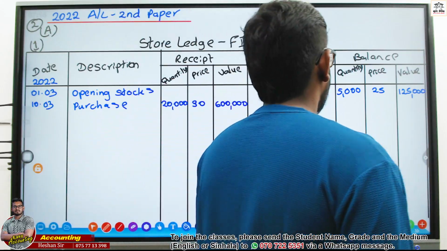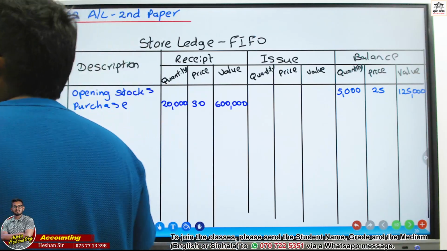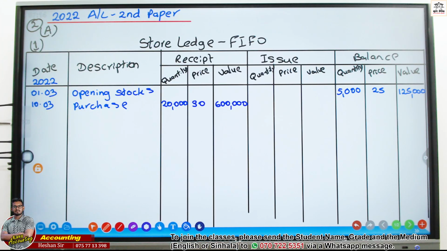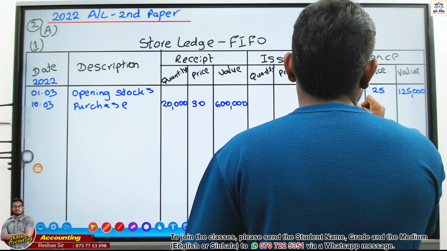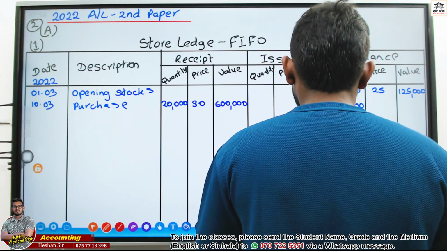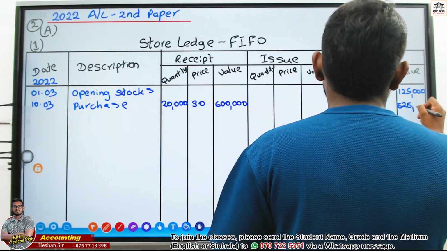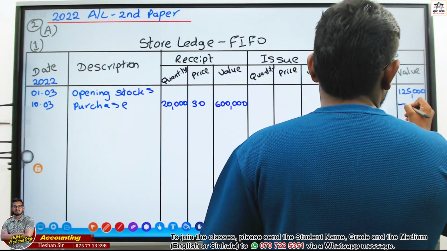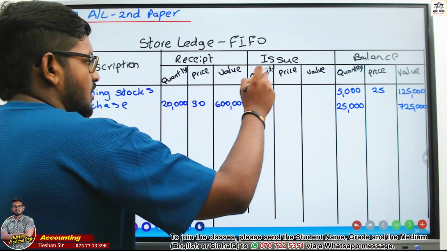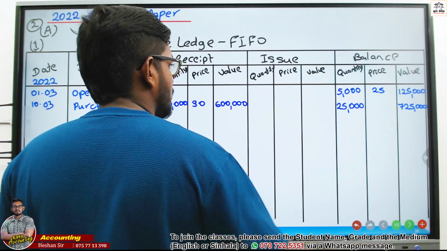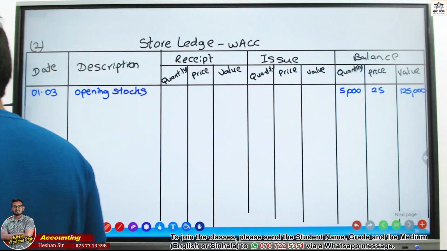So now when you are taking it, you can write the balance here. In the balance, the price column is not necessary, remember. So now we have 25,000 inventory, with total value 725,000. But remember, it is under two prices. You can write the split and get the total, but don't waste the time.